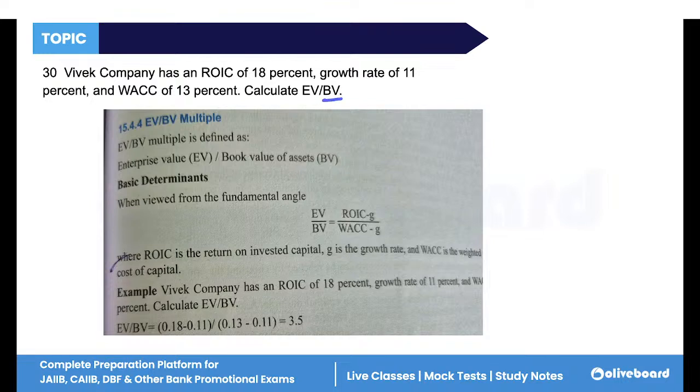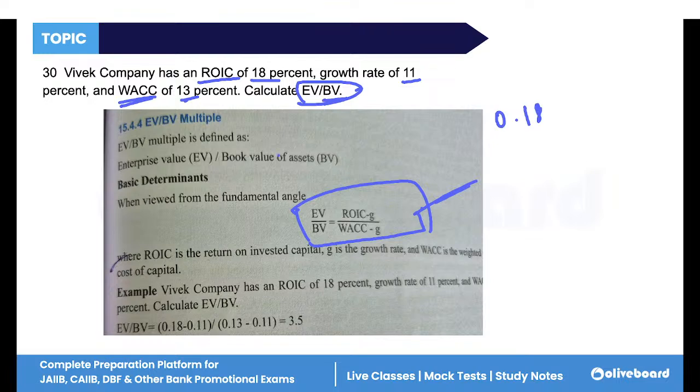Now, next, if book value is given to you, how will you find the multiple with the help of book value? ROIC, return on invested capital, is given as 18%, growth is given as 11%, and weighted average cost of capital is given as 13%. Simply, this is the formula. So you can write 0.18, ROIC is 18, 0.18 minus growth 0.11, upon WACC 0.13 minus growth rate 0.11.